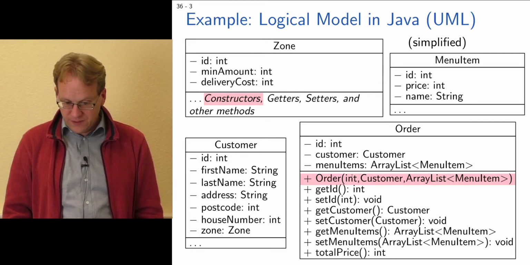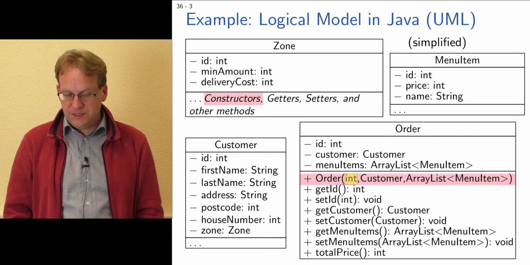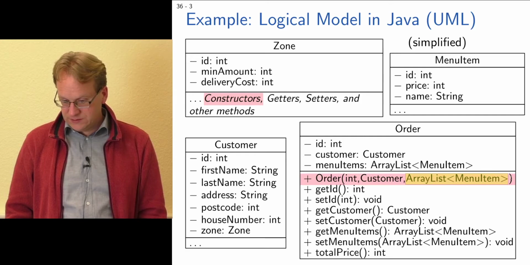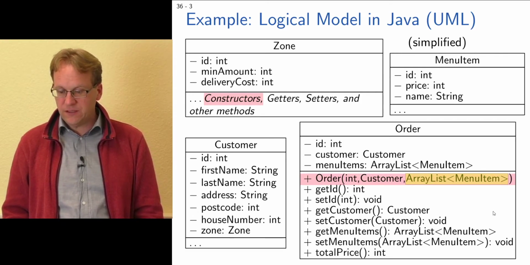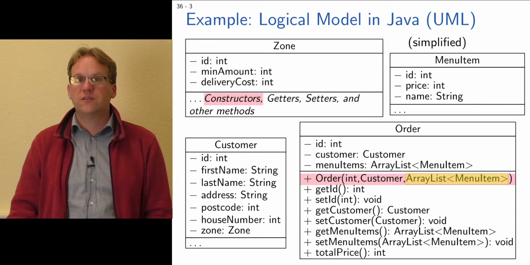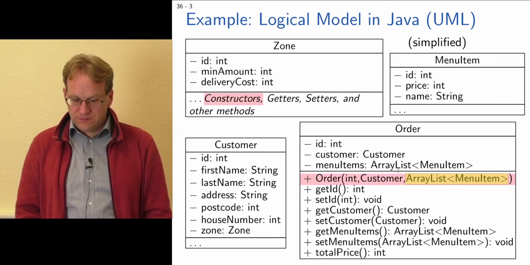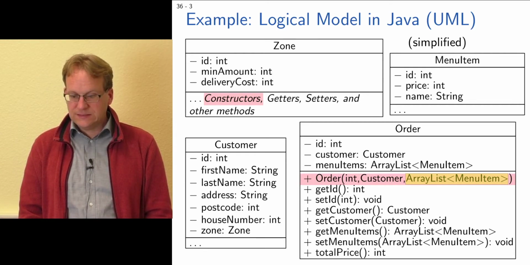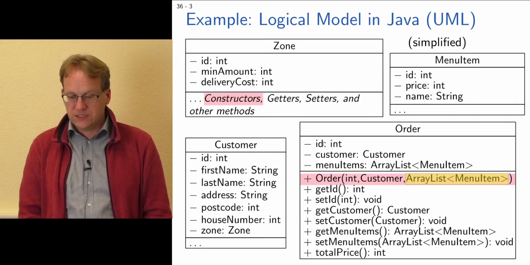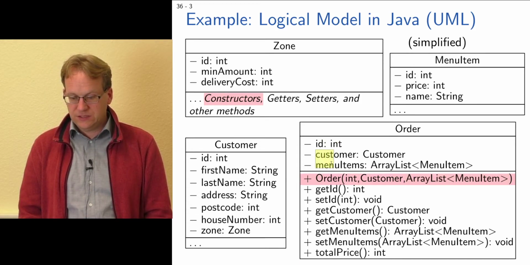And accordingly, this constructor requires 3 arguments to be specified, namely an int, which will become the identifier of our order object. Then some customer, that is the customer who made this new order. And some array list with all the menu items that were ordered by our customer. Well, and this constructor then simply instantiates our new order object and sets these attributes.